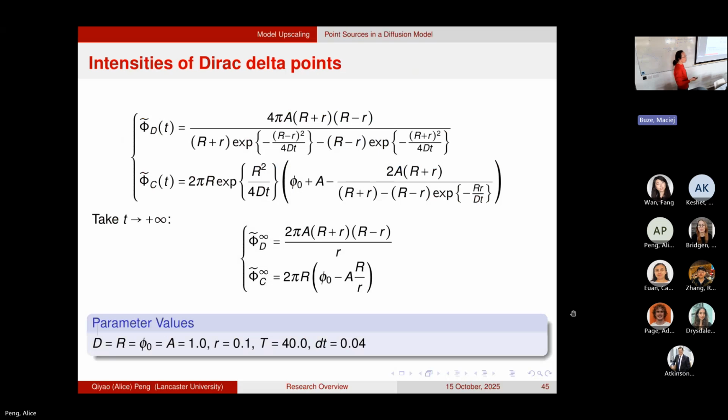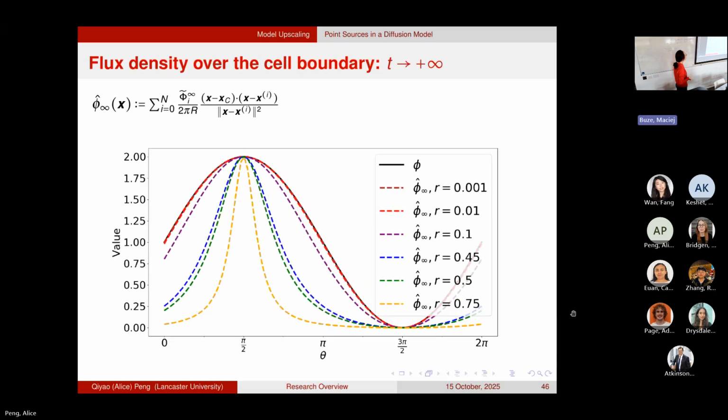And after just solving it by hand, even, you get these two expressions. Then also by sending t to infinity, you get this stable value. We also chose some parameter values, taken from one experimental paper. So that's how we decided the parameter values in our simulation here. And we checked the flux density to see whether our idea about the extremum points works or not.